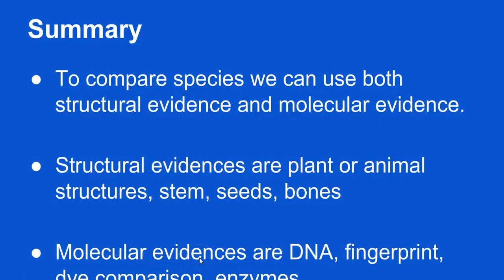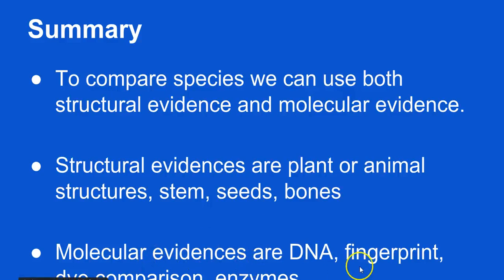So just a summary of this lab is that to compare species, we can use both structural and molecular evidence. Some of the structural evidence that we can use for plants or animals is the plant or animal structure, that is their physical description, how they look. We can compare their stems, their seeds, their bones. And all these are structural evidence, or things that we just look at and make a comparison.